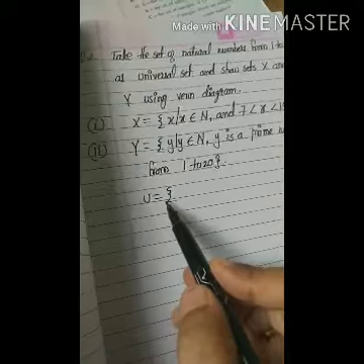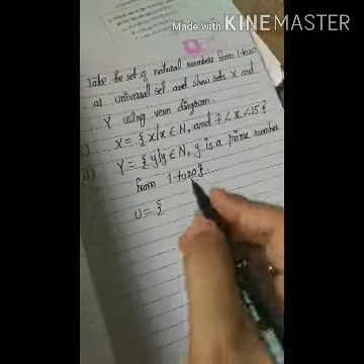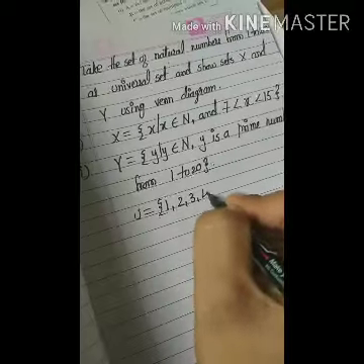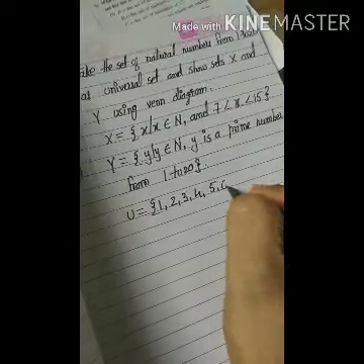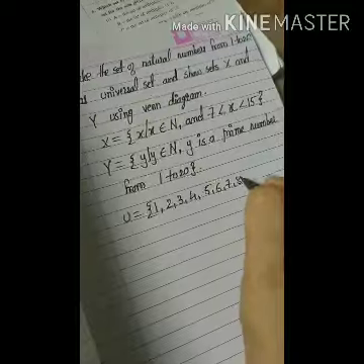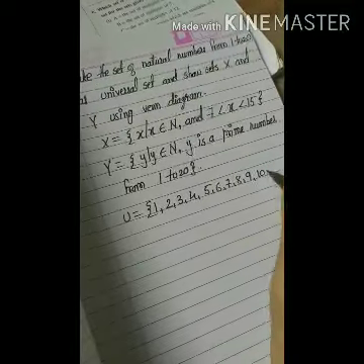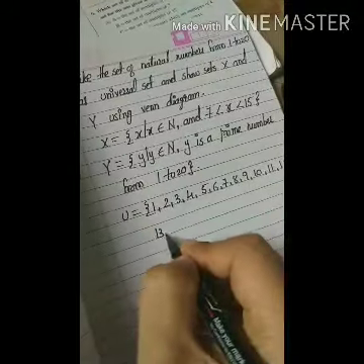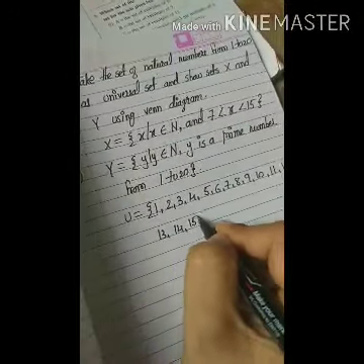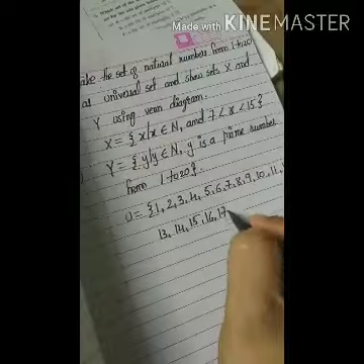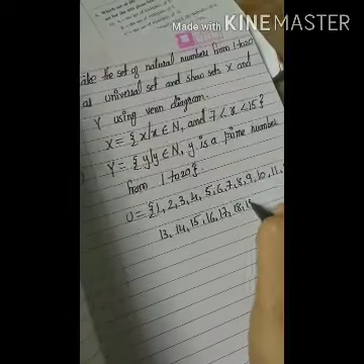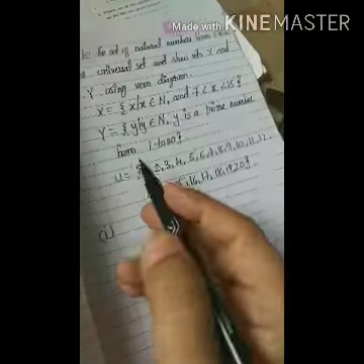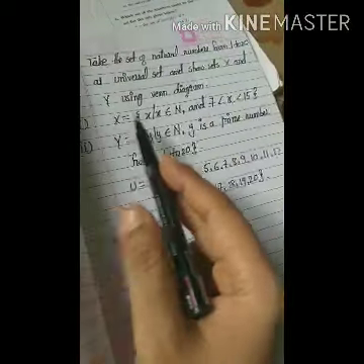Universal set U equal to from 1 to 20: 1, 2, 3, 4, 5, 6, 7, 8, 9, 10, 11, 12, 13, 14, 15, 16, 17, 18, 19, 20. Close the curly bracket. Now question number 1.